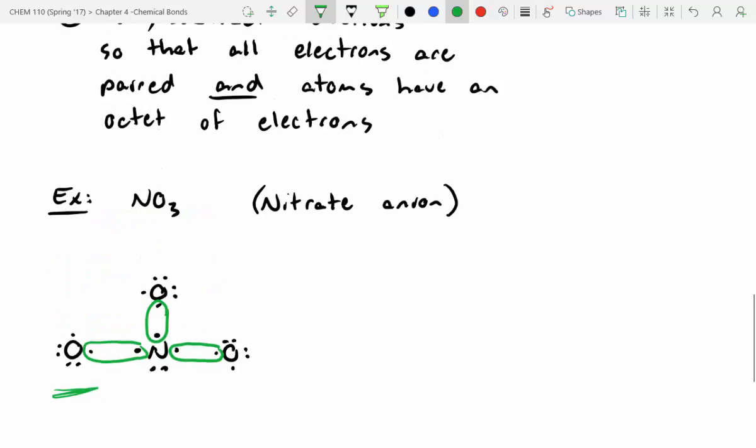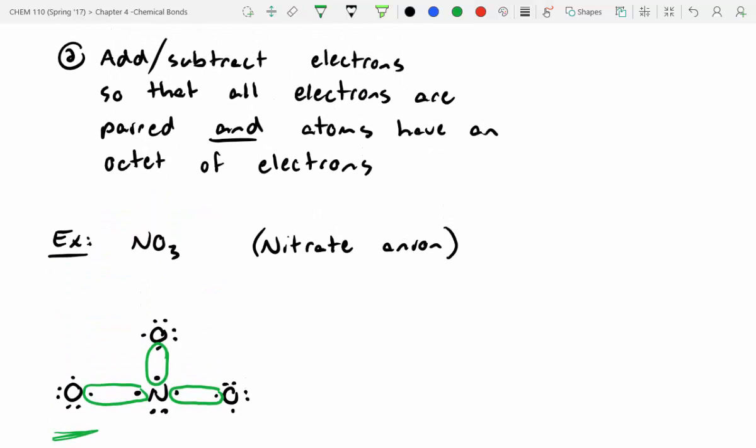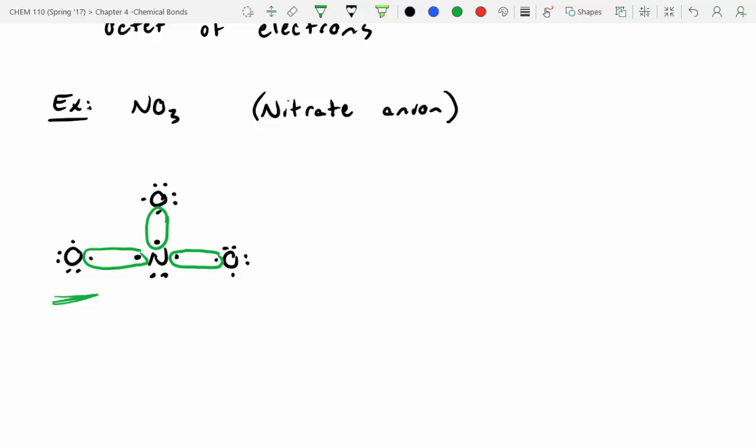So remember back up here I said we can add or subtract electrons as needed. Right now this oxygen is missing an electron, so what I'll do is say, all right, let's just add an electron right here so that that oxygen now has an octet. Does that make sense? Okay, so that makes sense. What about the next oxygen? Same thing? So we can do that.